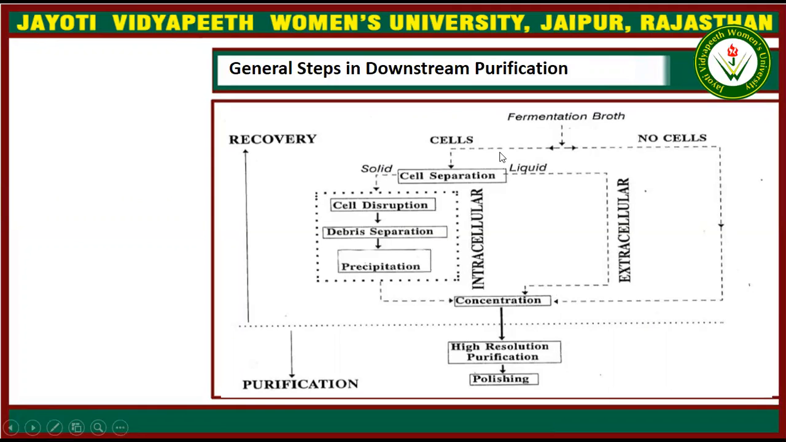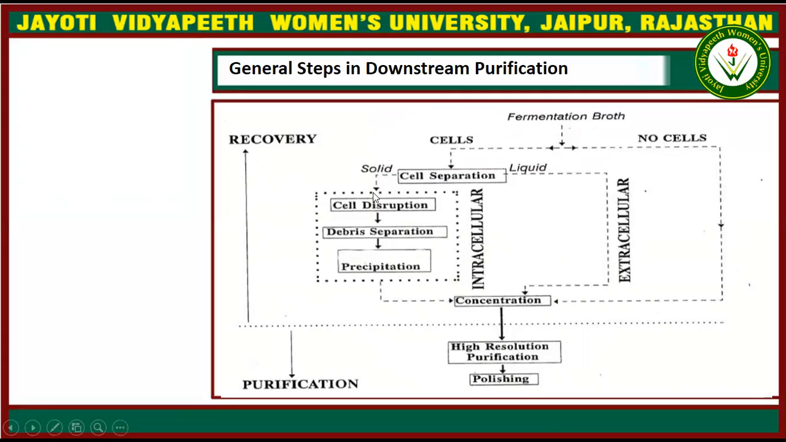But the cellular material has some other techniques of separation of products. The cellular products are separated in two ways. One is extracellular, the other is intracellular. First, we separate the extracellular. Extracellular materials are separated in the same way as the non-cellular. They are first concentrated and purified using higher resolution purification techniques, and then they are polished and sent to the market.